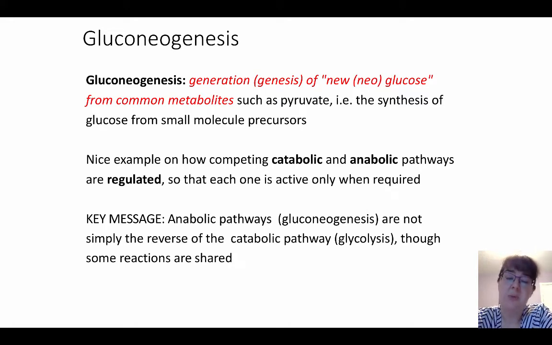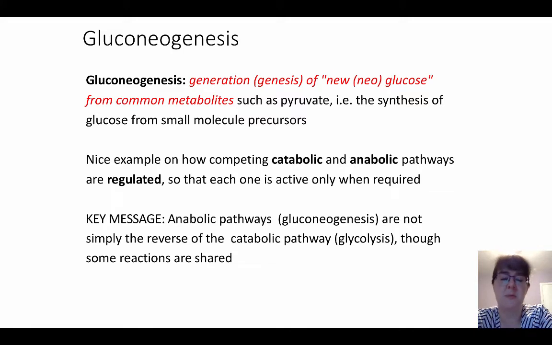This is going to be a really nice example of showing the anabolic pathway that is going in the exact reverse direction of the catabolic pathway. So we just talked about glycolysis, and now we're into gluconeogenesis. This is going to show again how these things can be regulated so you only actually have one of these active at a time and only active when they're required.